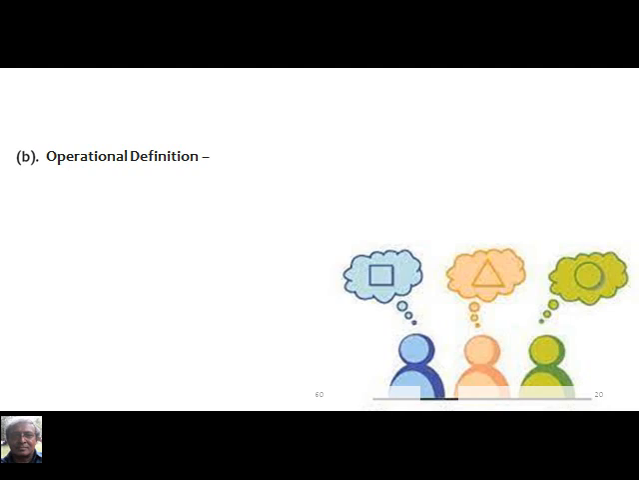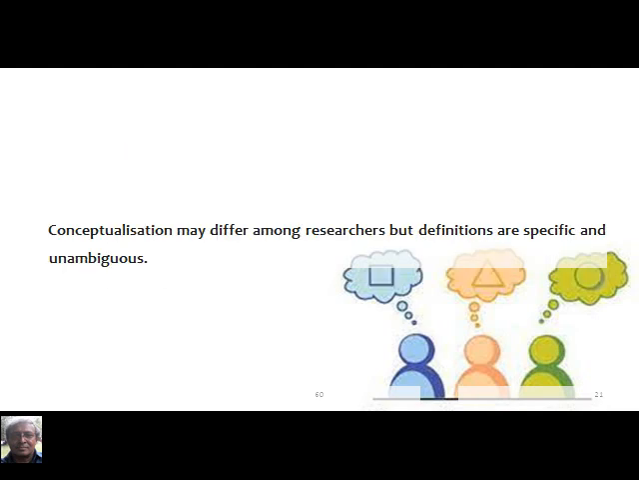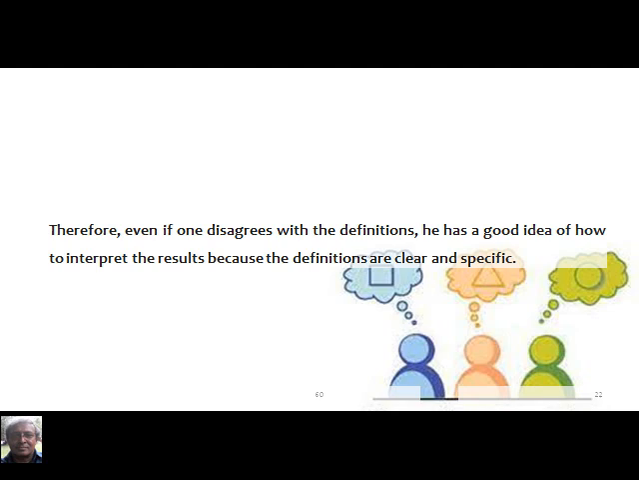Operational definition. How the concept is measured, by specifying what to observe, how to observe and how to interpret the observation. Operational definition is undertaken to measure a concept. Conceptualization may differ among researchers, but definitions are specific and unambiguous. Therefore, even if one disagrees with the definitions, he has a good idea of how to interpret the results, because the definitions are clear and specific.